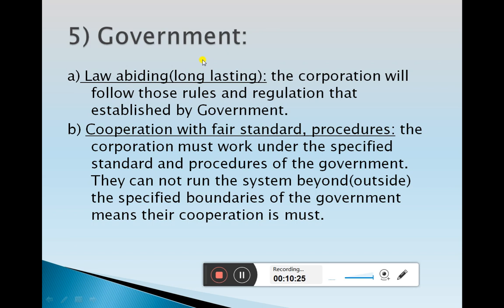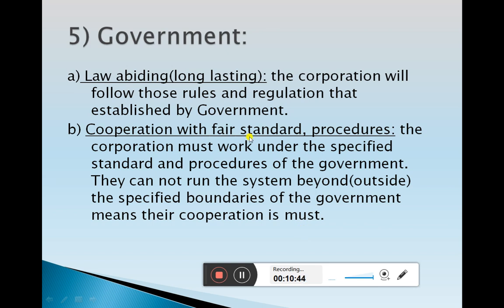Number two, cooperation with fair standards and procedures. What does it mean? The corporation must work under the specified standards and procedures of the government. They cannot run the system beyond the specified boundaries of the government, which means cooperation is a must.